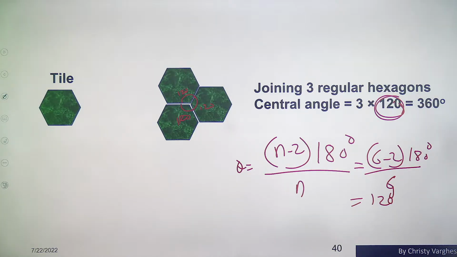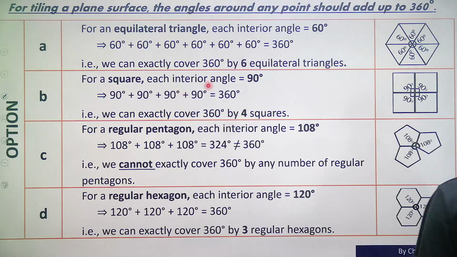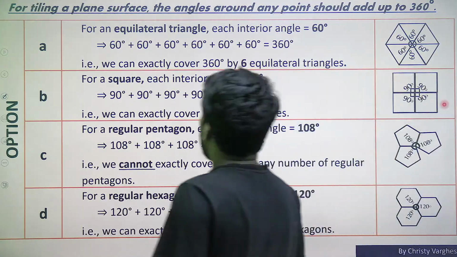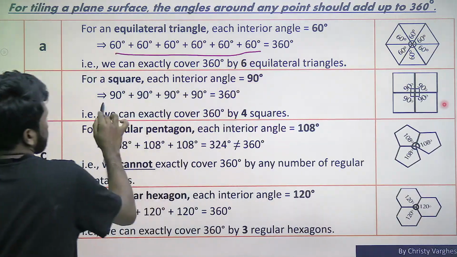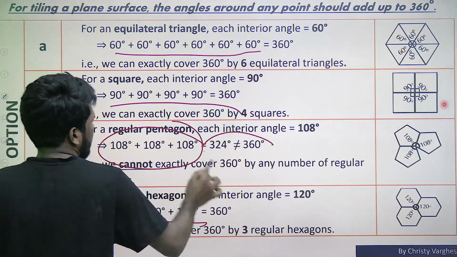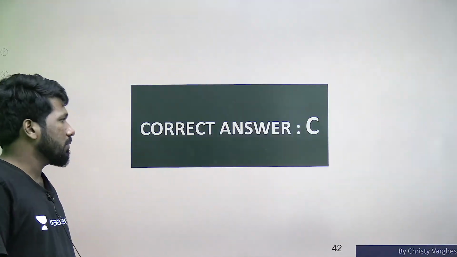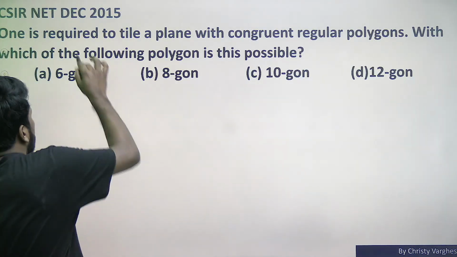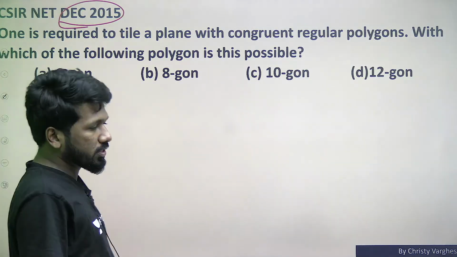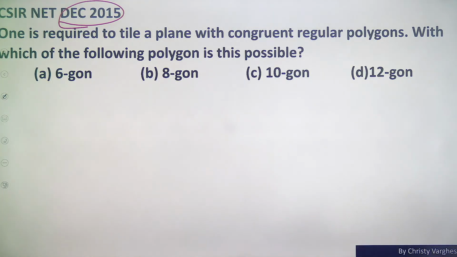Yes. Okay, if that is clear, I'll show you one more CSIR NET question. This is a summary of what I taught you now. How equilateral triangle tiling is possible, how square tiling is possible, how hexagonal tiling is possible, and why pentagonal tiling is not possible also. I hope all of you understood this properly. If so, can you try the next question? December 2015 NET exam problem. Let us think more about this. Try it and post your answer in the chat.